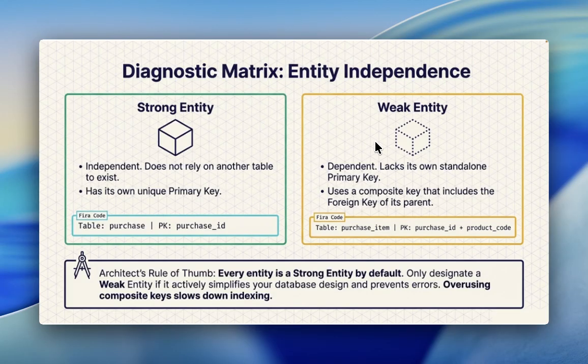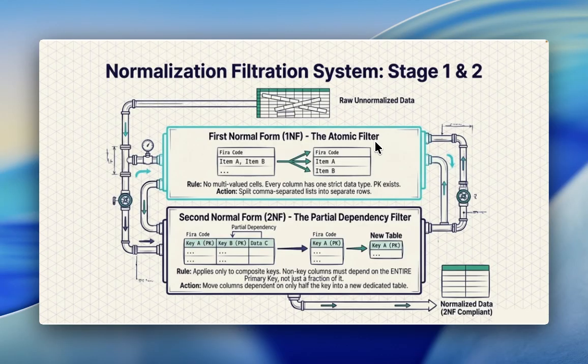Architect's rule of thumb: every entity is a strong entity by default. Only design a weak entity if it actively simplifies your database design and prevents errors. Overusing composite keys slows down indexing.